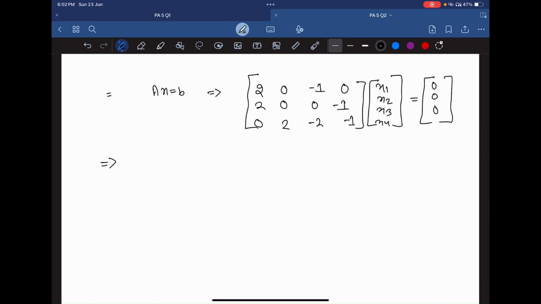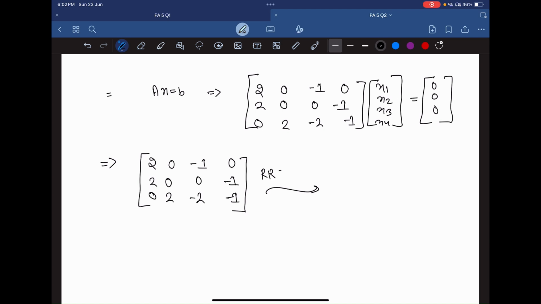So if we want to solve the system of linear equations, we have to find the augmented matrix. As our b matrix is all zeros, we can even remove it for our row reduction process. So now if we reduce this matrix to its RREF form, then we will get 0, 0, 1, and minus 1.